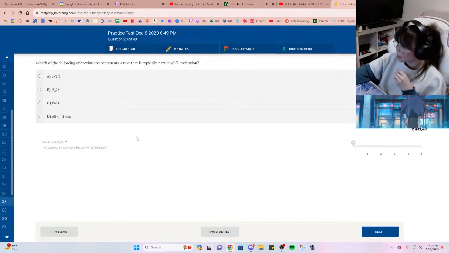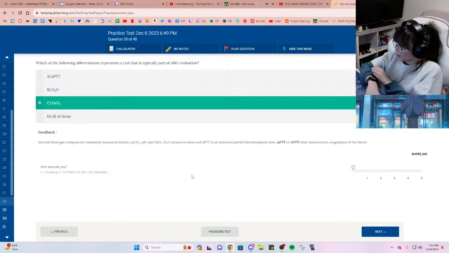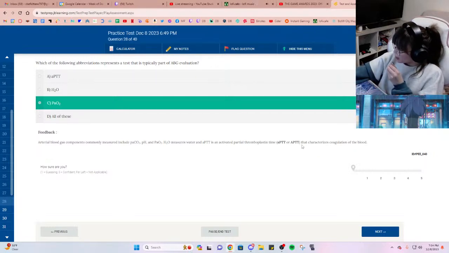Which of the following abbreviations represents a test that is typically part of ABG evaluation? PaO2? Yeah! Arterial blood gas components commonly measured include PaCO2, pH, and PaO2. H2O measures water, and APTT is activated partial thromboplastin time, which characterizes coagulation of the blood. Okay.